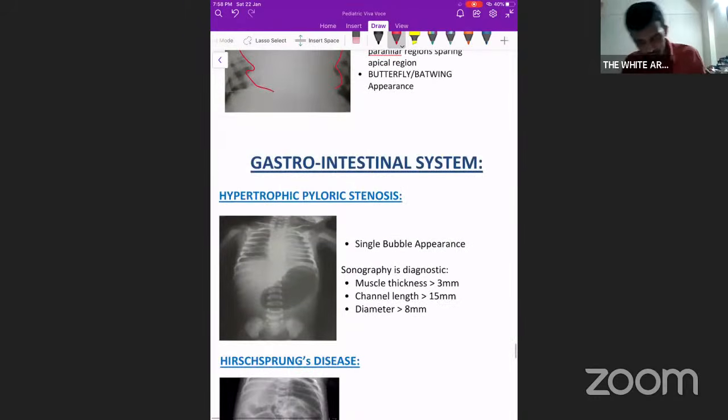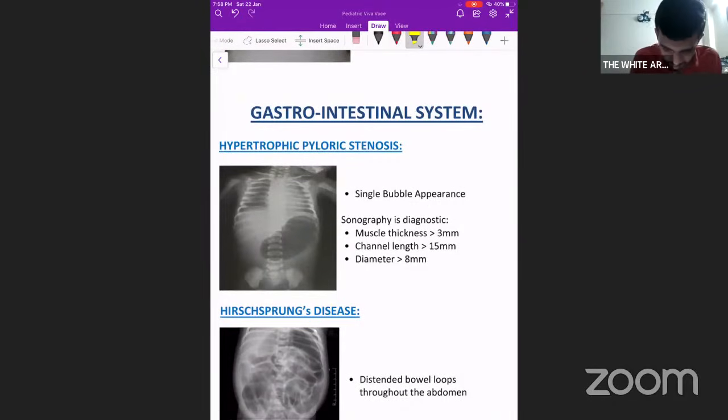Next is the GIT. In GIT, there are very few X-rays. First one is the congenital or infantile hypertrophic pyloric stenosis. Over here, what happens? The pylorus is stenosed, correct? So you'll have the single bubble appearance.